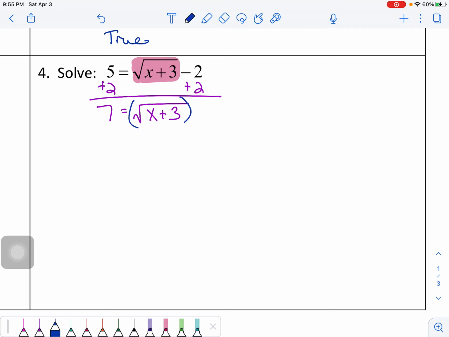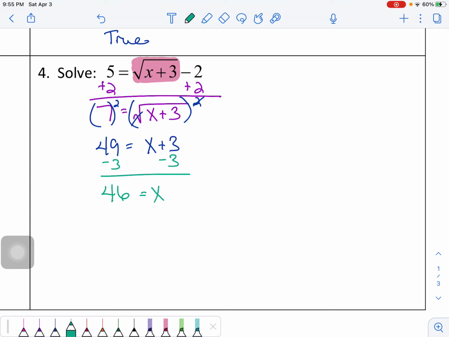To get rid of the square root, I'm going to square both sides. So square and square root cancel. On the right side, I have x plus 3. On the left side, 7 squared is 49. I'm going to go ahead and subtract 3 from both sides. So x, I think, is going to equal 46. But the only way I know for certain is to check my work.